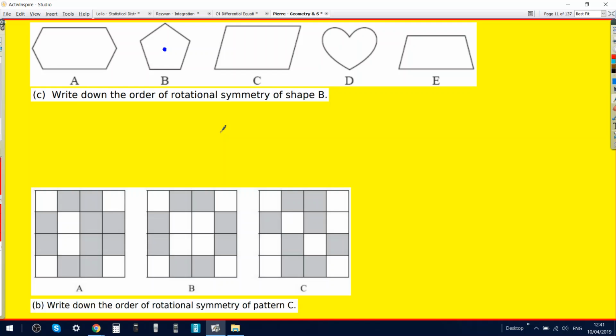Any idea about that? So write down the order of rotational symmetry of shape B. Is this like how many times you need to turn it to get it to its original position? Kind of. How many times would it fit perfectly onto itself if you were to turn it? Once. What if all 5 sides were the same length? Then it would be 5 times. Yes. What is the rotational symmetry of pattern C?